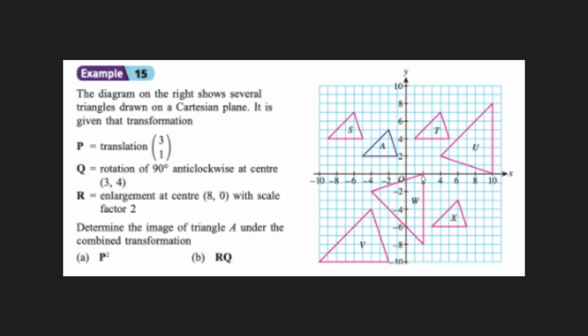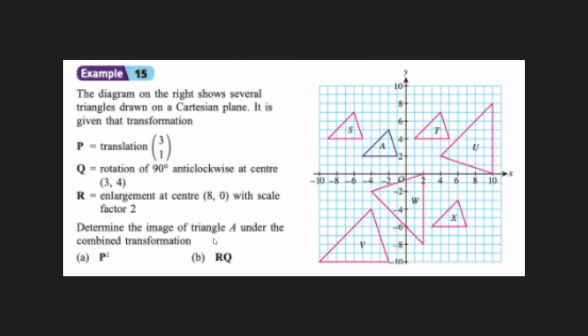And then the enlargement is at the center of (8, 0). So (8, 0) is here. So when you do the enlargement, the size will be at the point of image W. So image W is the image of question B.